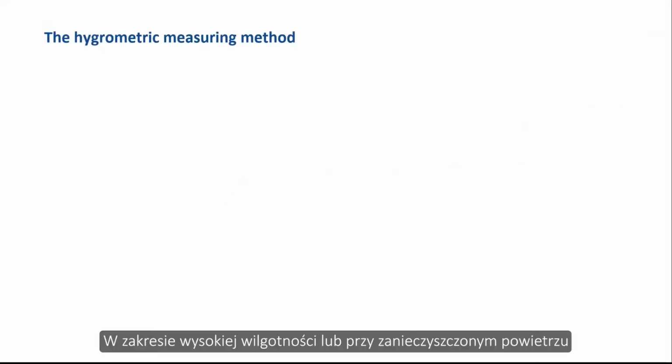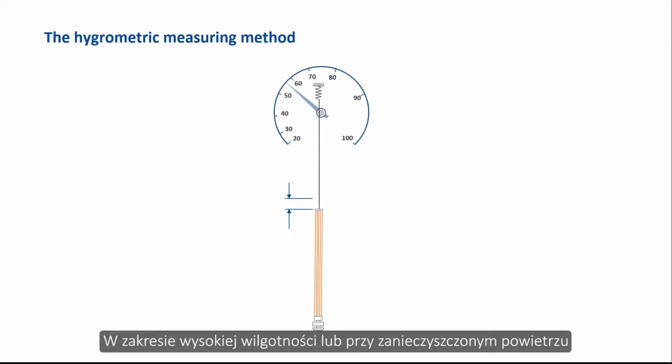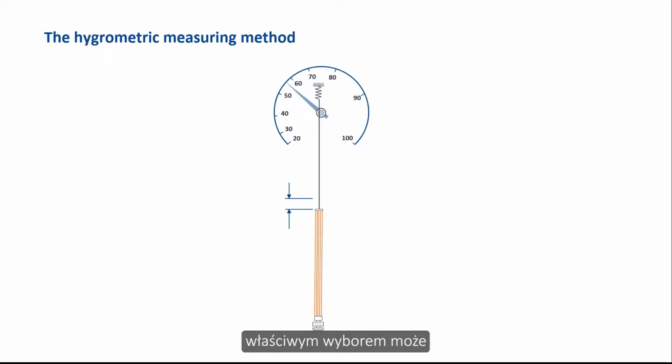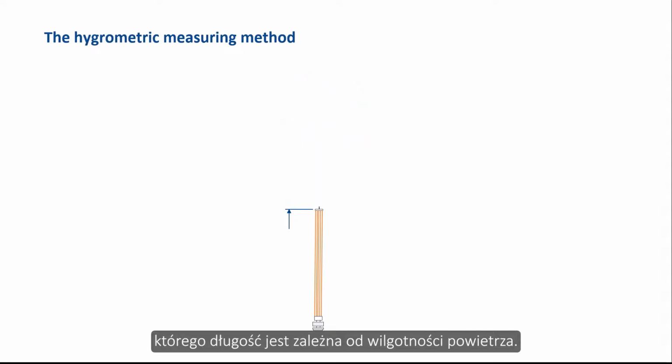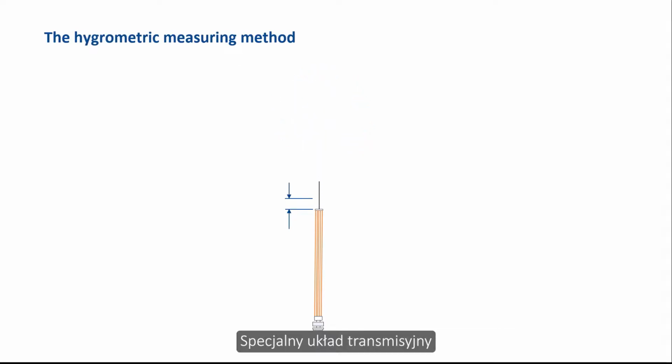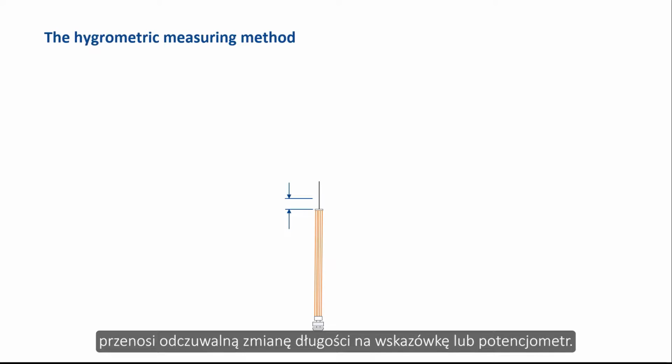In the high humidity range, or with polluted air, the hygrometric humidity measurement method may be the right choice. The method contains a fiber whose length is influenced by the humidity. A special transmission system transfers the experienced change in length to a pointer or potentiometer.